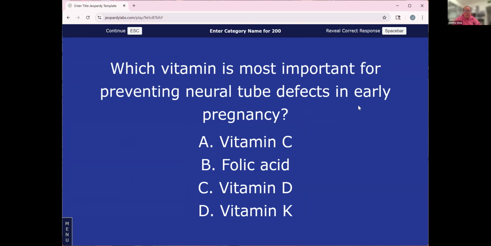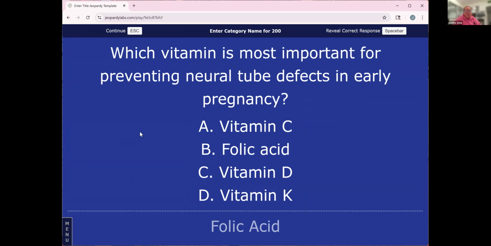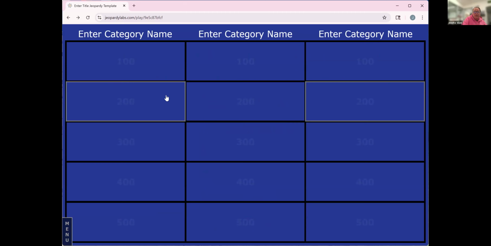Which vitamin is most important for neural tube defects? I just talked about this to you guys. Folic acid. Yep, folic acid. They need it early on because remember that neural tube is developing. Vitamin K is something we give postpartum for what? To the babies. What do we give the shot of vitamin K for? The hemorrhage, coagulation. Yeah. All right, so that's our Jeopardy.